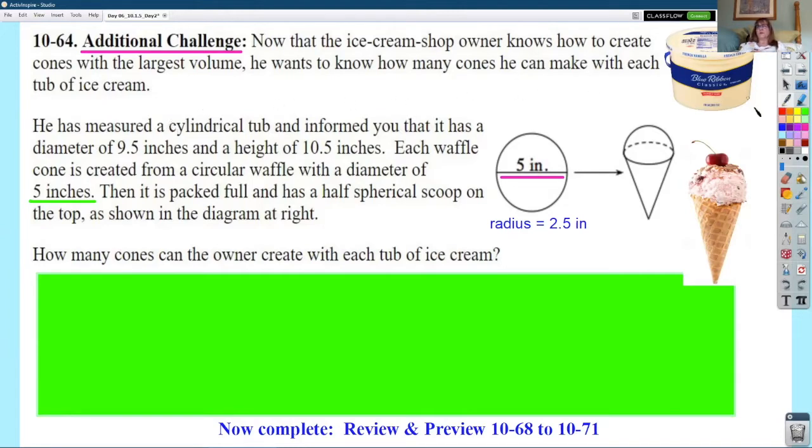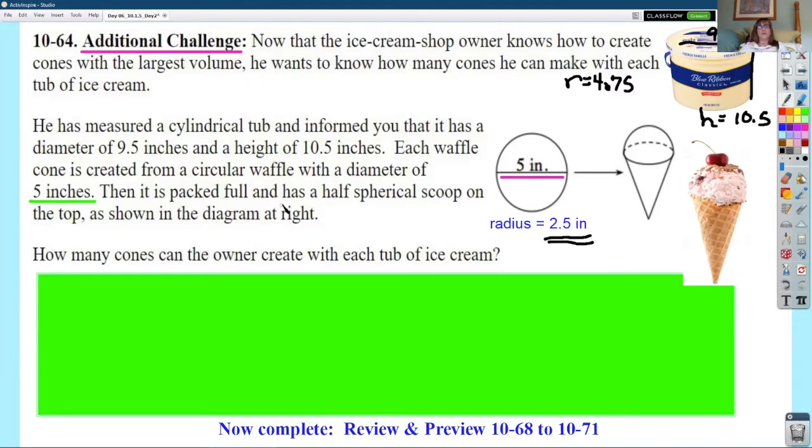So here's our tub of ice cream. He measured a cylindrical tub and informed you that it has a diameter of 9.5 inches. That means the radius is going to equal 4.75 inches, and it has a height of 10.5 inches. So the height of our tub is going to be 10.5. Each waffle cone is created from a circular waffle with a diameter of 5 inches. So here's our 5 inches, and then our radius will be 2.5 inches.